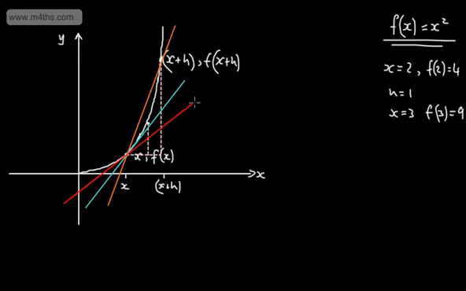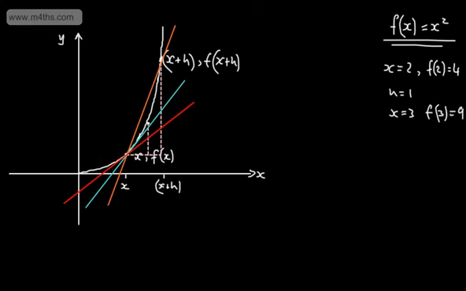So you can see that as I'm decreasing the value of h, as h tends to 0, and h is this tiny amount, delta x is a tiny amount, we're going to get a better and better approximation to the gradient of the tangent on this curve at any given point, and that is the derivative, that is the rate of change.